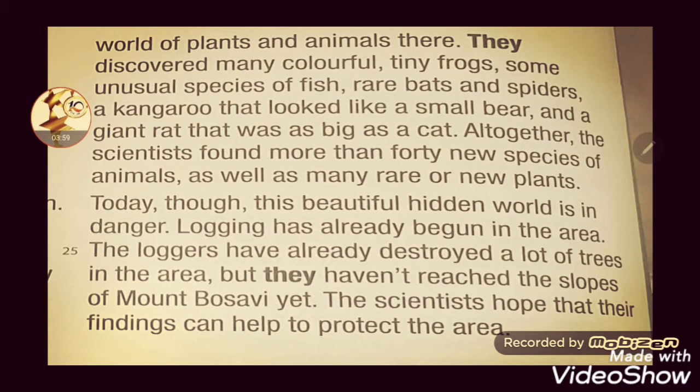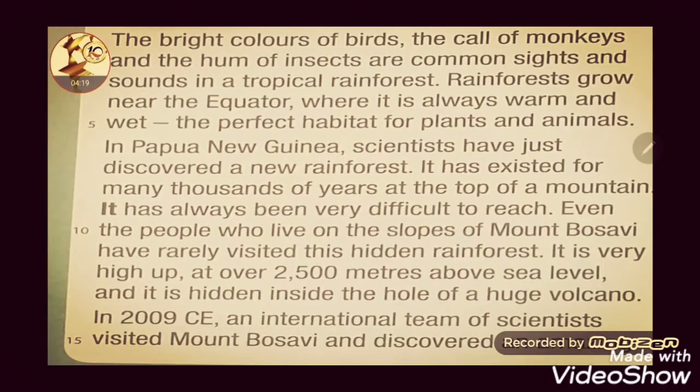Logging has already begun in the area. The loggers have already destroyed a lot of trees in the area, but they haven't reached the slopes of Mountain Bozave yet. The scientists hope that their findings can help to protect the area. So the writer started his article by describing what? By describing the rainforest for the readers. So the writer of the article started his article by describing the rainforest for the readers.